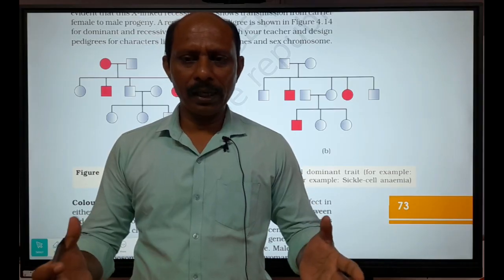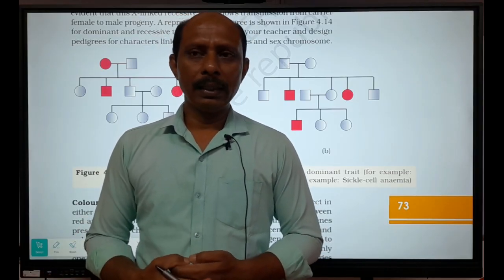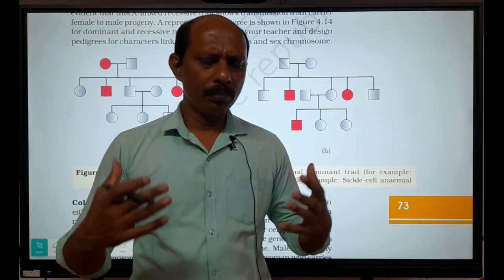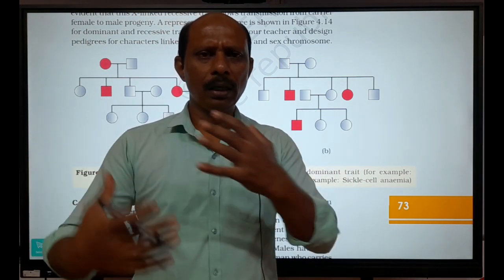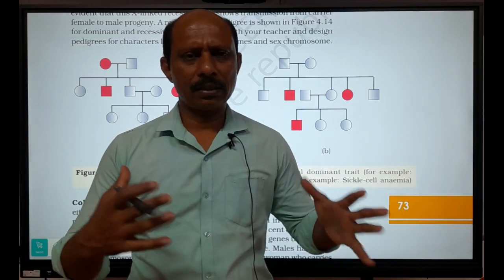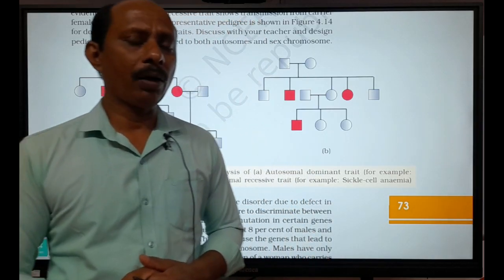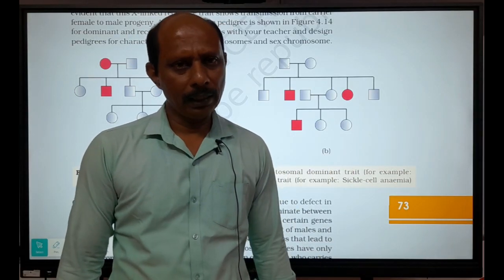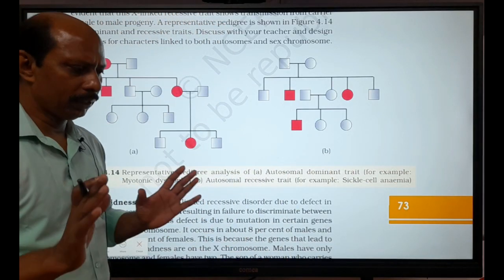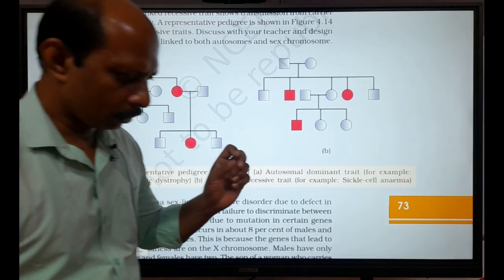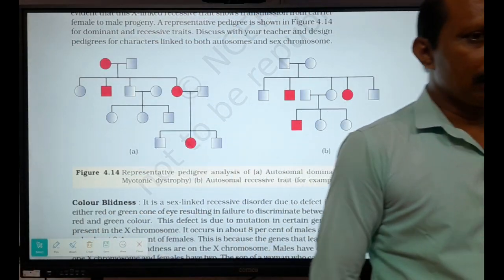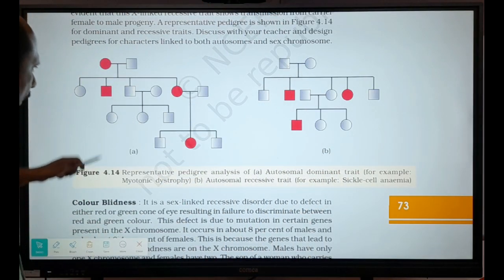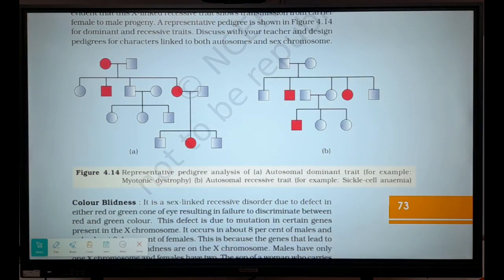For example, a Y-linked trait is hypertrichosis. Hypertrichosis means maximum hair is present, like on the shoulder, back, and chest. Hair is present on male bodies, right? So this trait comes from father to son only, right? So I will tell you some symbols through which we can understand which type of disorder this one is. Here two examples are given, right?